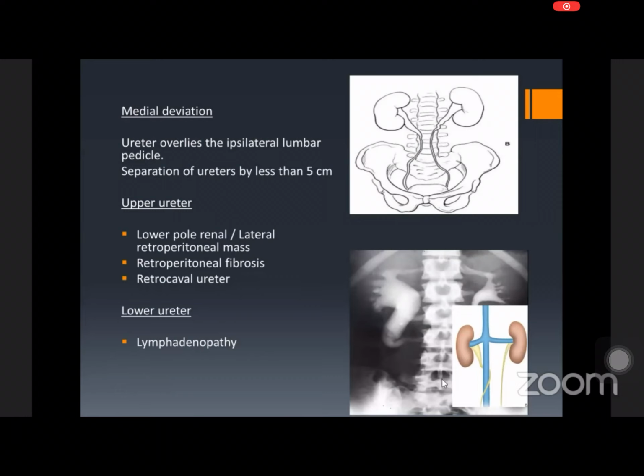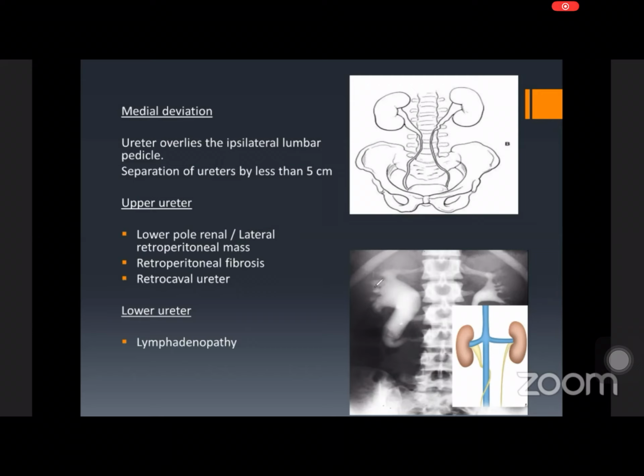Medial deviation: the ureter is said to be medially deviated if it overlaps the ipsilateral lumbar pedicle. So there is separation of the ureter from the opposite ureter by less than 5 centimeters. The common causes of medial deviation of the ureter are retroperitoneal fibrosis, retrocaval ureter, a mass in the lower pole of the left kidney, or a retroperitoneal mass which is displacing the ureter medially.